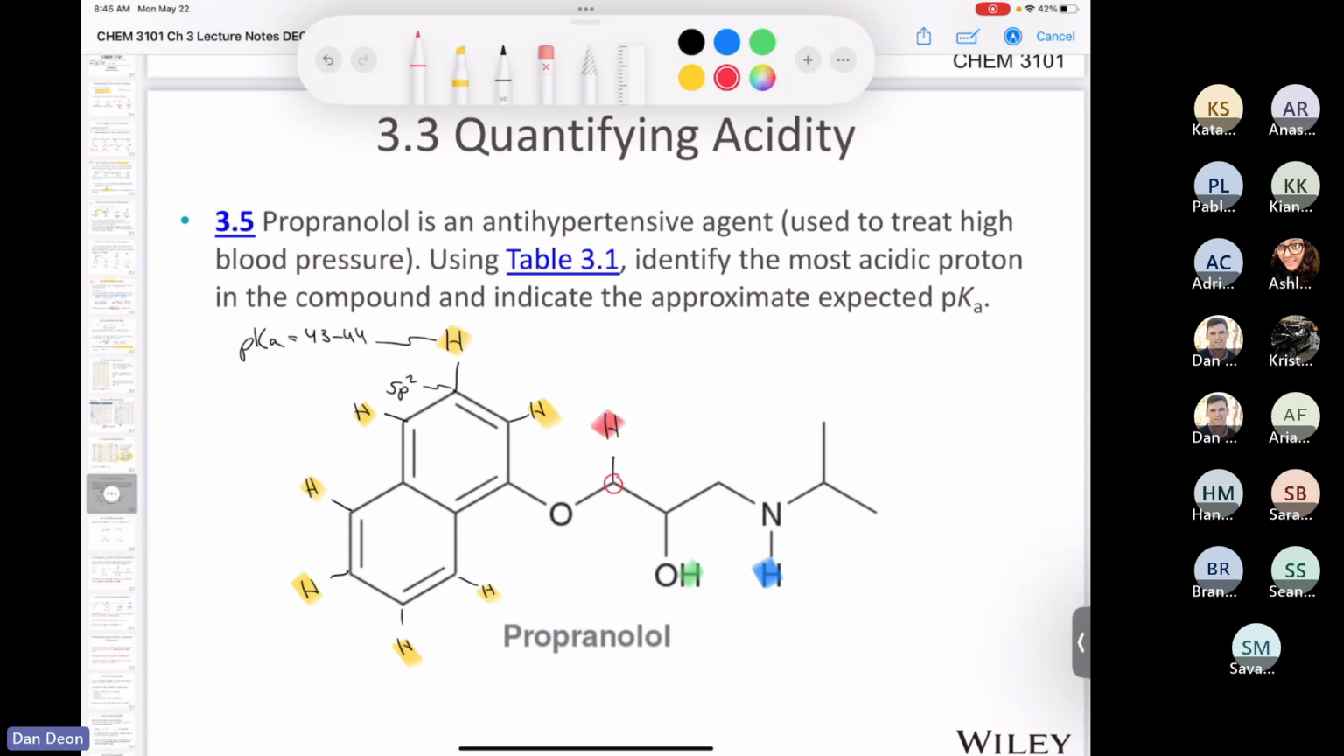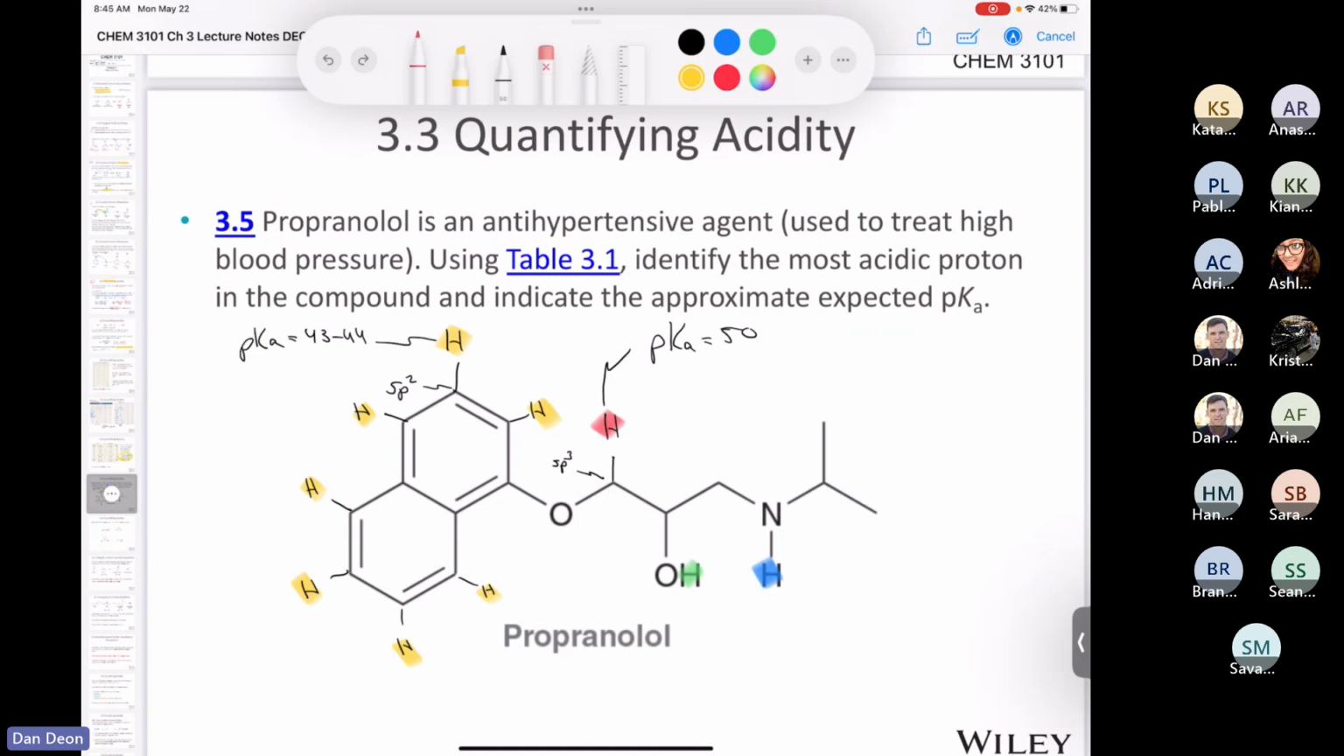Yeah, absolutely, Katana. It's sp3, isn't it? Right? So if we have an sp3 hybridized carbon, we said that the pKa of a proton that's attached to an sp3 hybridized carbon, let me just write here, sp3, and then I'll erase this here. We said the pKa was around 50.